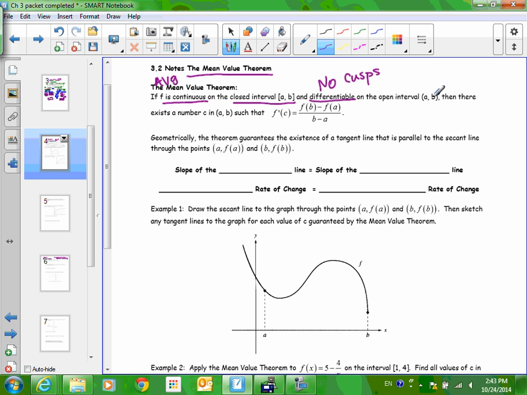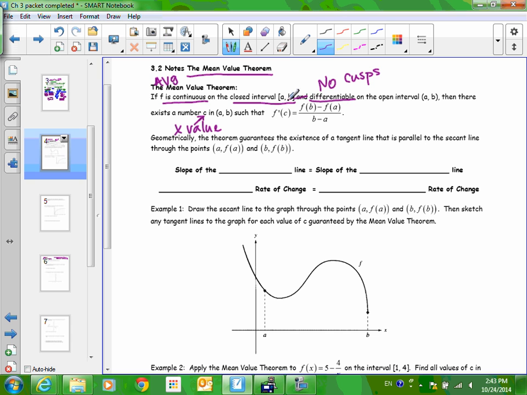Okay, so if those things are all true, then there exists a number C, and C has to be which type of value, X or Y? Which one? Can you take a vote? If it's in the interval, intervals are always comprised of X values. Here's another way to think of it: what would be a Y would be f of C. F of whatever, that's a Y value.